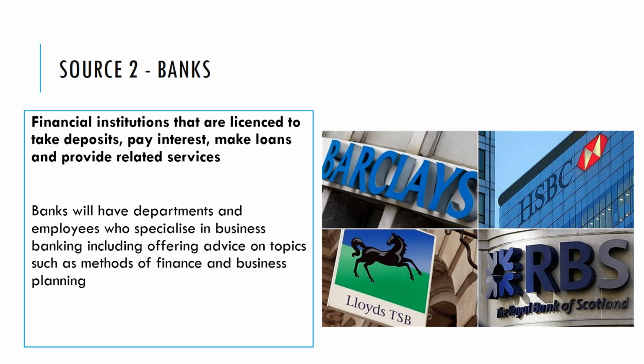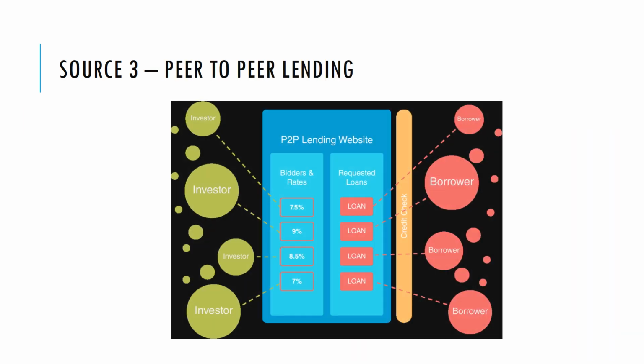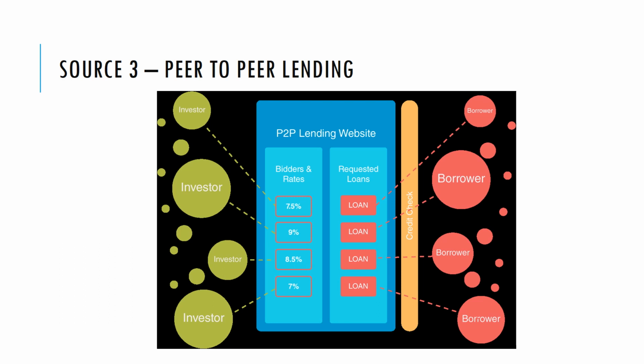like business planning. Our third source is quite an interesting one, which is peer-to-peer lending, and this takes place through a website. And what the business will do, the borrower is the business, will be assessed by the website on how creditworthy they seem, how well able they're likely to be able to pay back a loan, which is the credit check. And then once they are satisfied that they are a credit-worthy borrower, their loan will be placed on the website, at which point a number of investors can offer to provide the loan to that business.